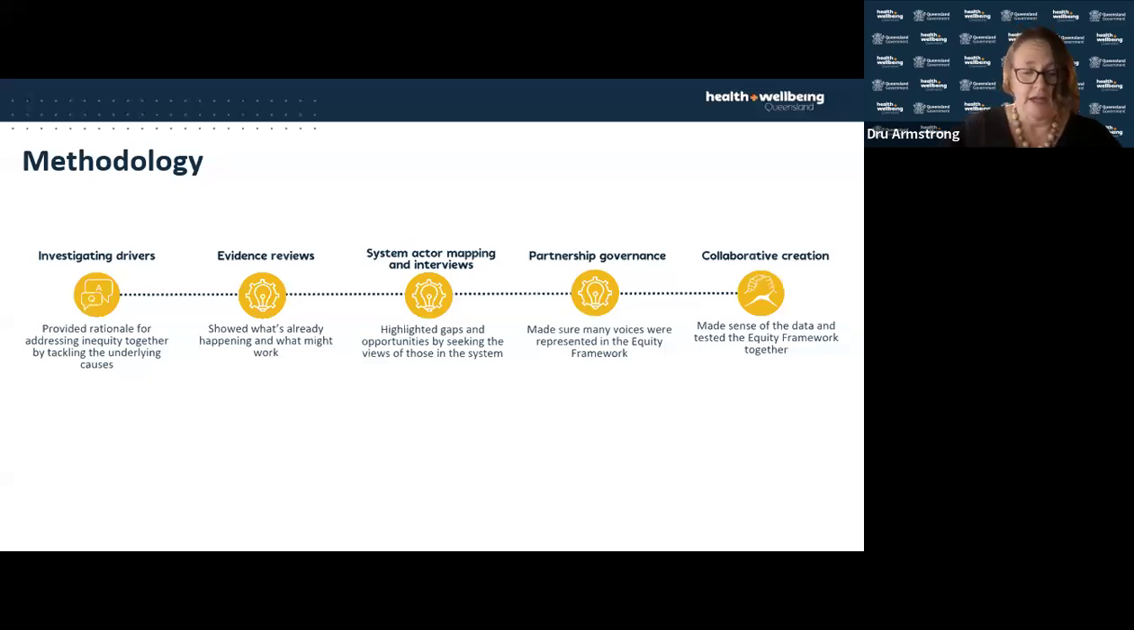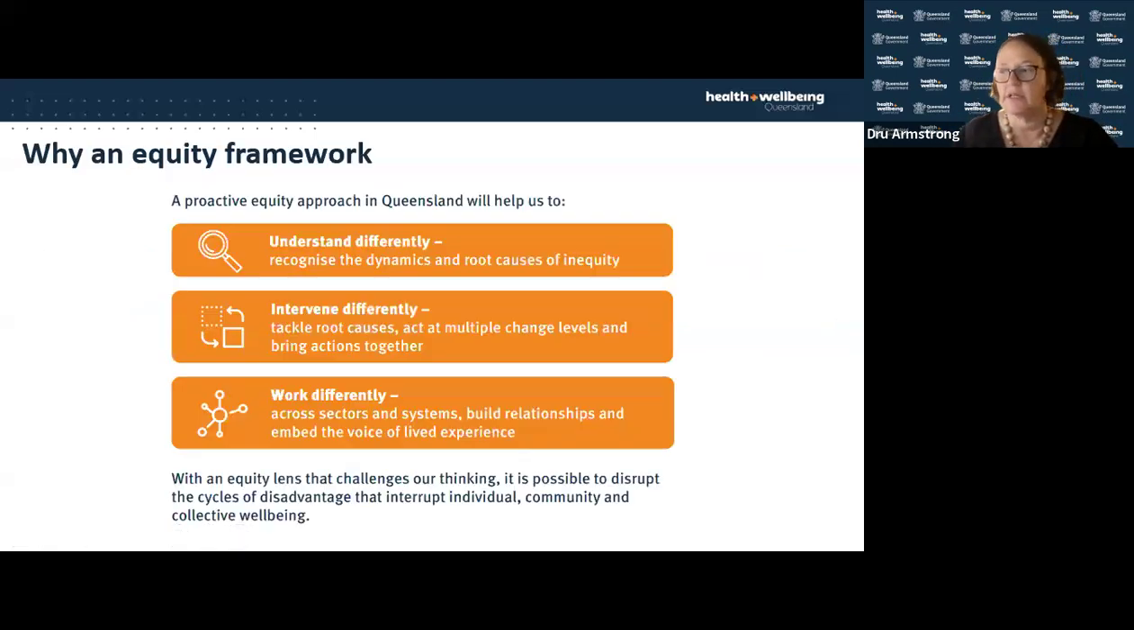So onto the framework itself, essentially all this process led to 3 essential components: the root causes of inequity, acting at multiple change levels, and pragmatic ways to do things differently. And you'll see each of the 3 components has its own part of the framework. So understanding differently, intervening differently, and working differently. I'll just really quickly touch on them.